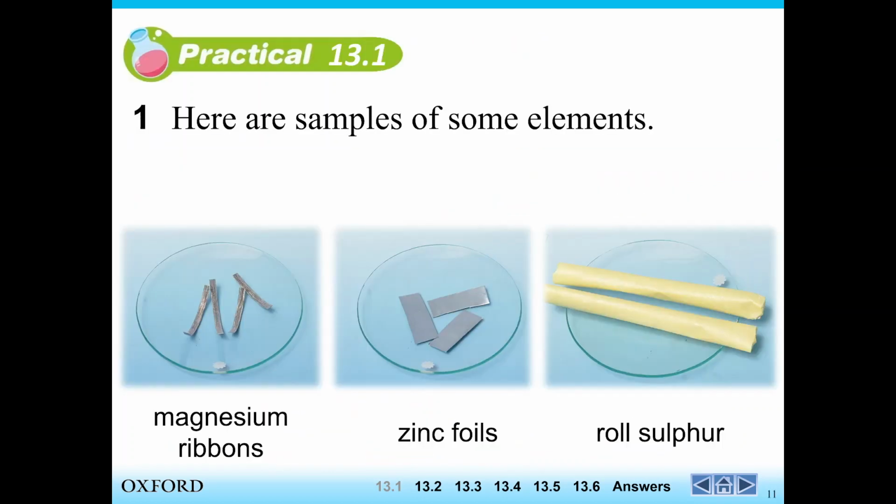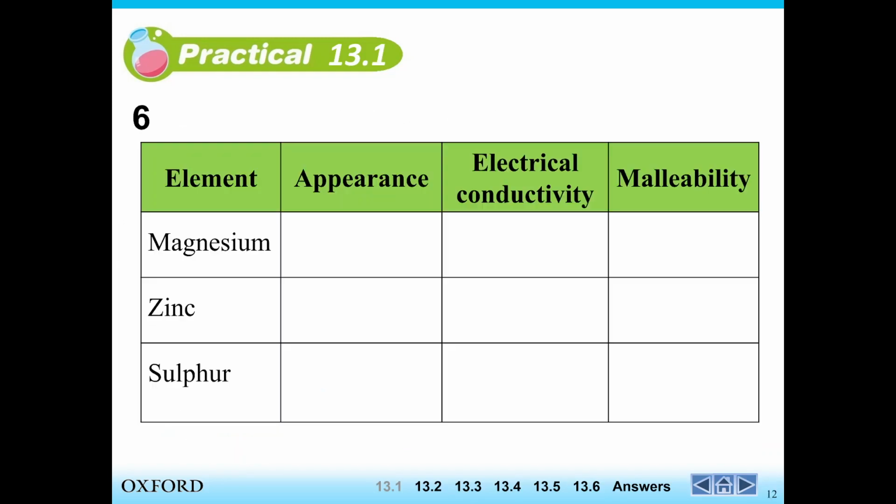But let's look at these three examples here. Of course, they've already told you this is magnesium, this is zinc, and this is sulfur. Maybe some of you already know which one is a metal and a non-metal, but let's still go ahead and see. You can do a bunch of experiments, seeing whether it conducts electricity or not, whether it's malleable or not, and so on. But to save time, I'll just write the answer here directly.